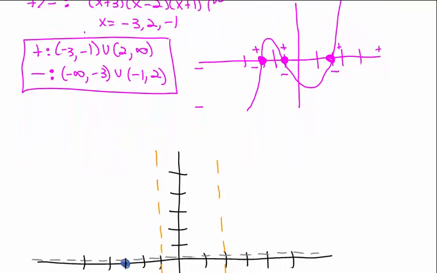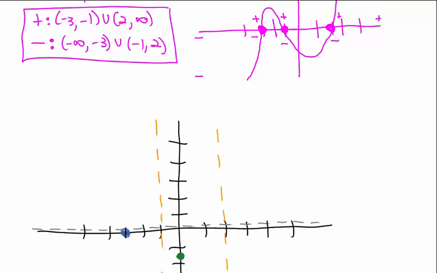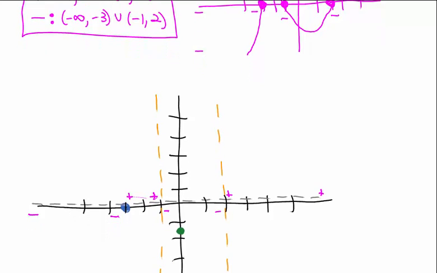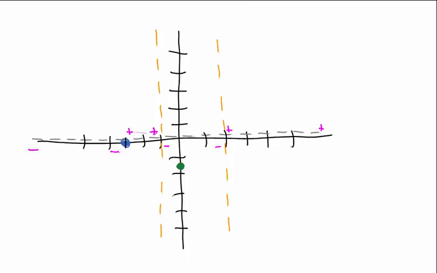And then we've got our positive-negative regions. So we said the graph is going to be negative from -infinity to -3. Then it's going to be positive from -3 to -1. Then it was going to be negative from -1 to 2. And then positive from 2 to infinity. So our graph is going to follow that same pattern.